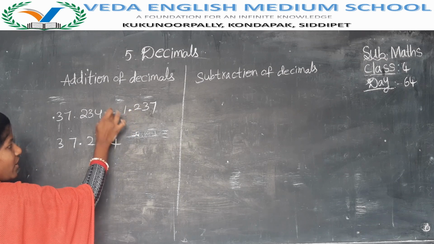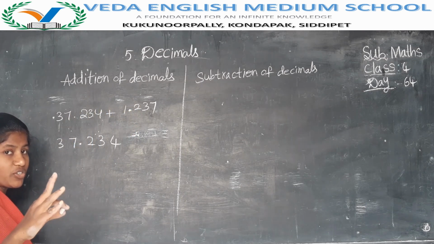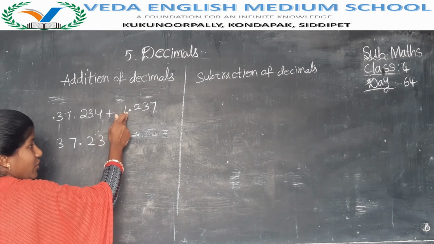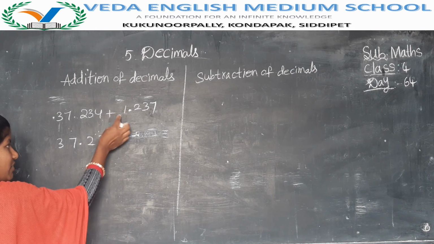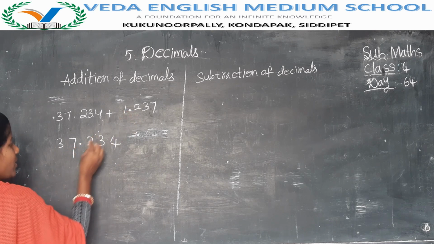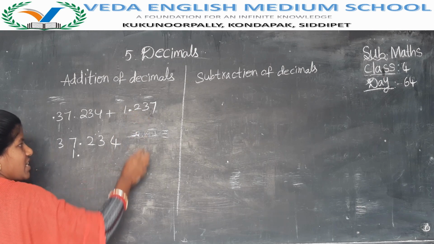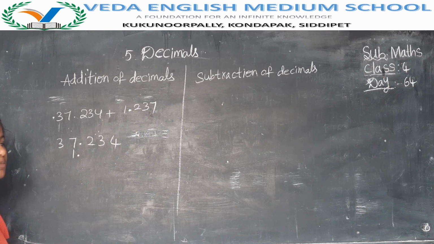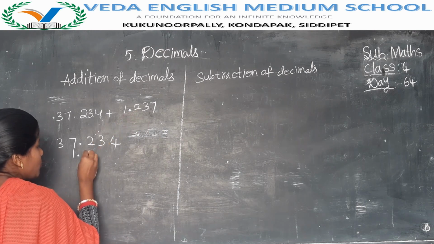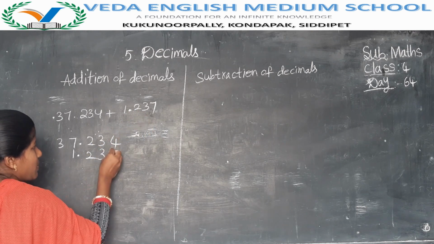Count before the point, we have the whole number part. In the whole number part, place value starts from ones onwards. So what do we have in the ones place? 1. So you have to write 1 in the ones place only. After 1 we have the decimal point. After the decimal point, place value starts from tenths onwards. What do you have in the tenths place? 2. In the hundredths place? 3. In the thousandths place? 7.